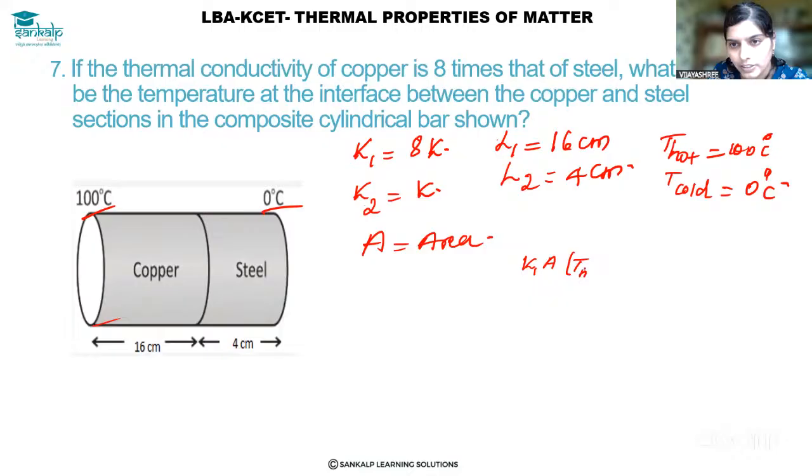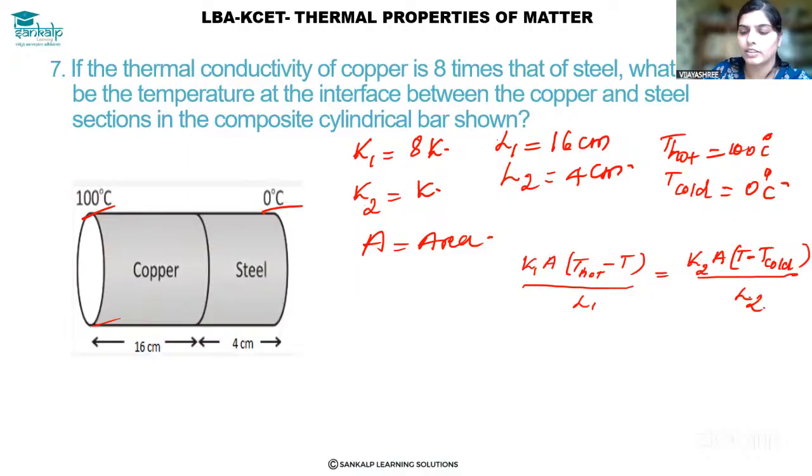T hot minus T divided by L1, which is equal to K2 into A into T minus T cold divided by L2, right? Yes. Okay, just substitute the value now.